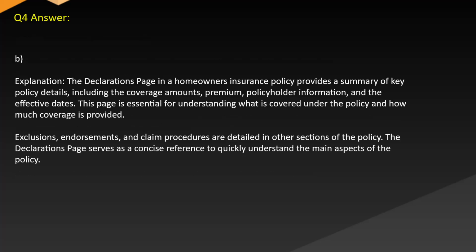Answer B. Explanation. The declarations page in a homeowner's insurance policy provides a summary of key policy details, including the coverage amounts, premium, policyholder information, and the effective dates. This page is essential for understanding what is covered under the policy and how much coverage is provided. Exclusions, endorsements, and claim procedures are detailed in other sections of the policy. The declarations page serves as a concise reference to quickly understand the main aspects of the policy.